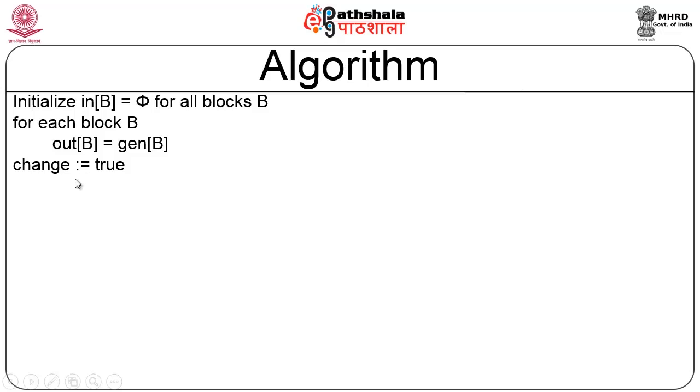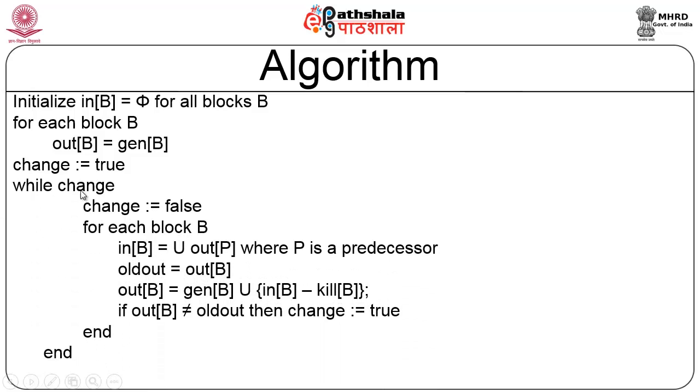Now you are going to use a flag variable called change, and you assume it is going to be true. Now what do you do? While change, that is, as long as this parameter is true, you reset it to false here. Now for every block B, you compute in of B equal to the union of out of P, where P is a predecessor block, and you assign old out equal to out of B. Based on the assumption that out of B is gen union in minus kill, you have computed in here, right. So in minus kill is already supplied, gen is also already supplied, and you will compute a new out.